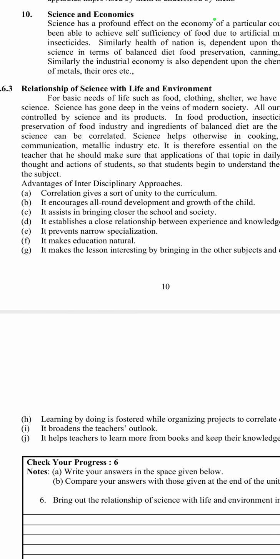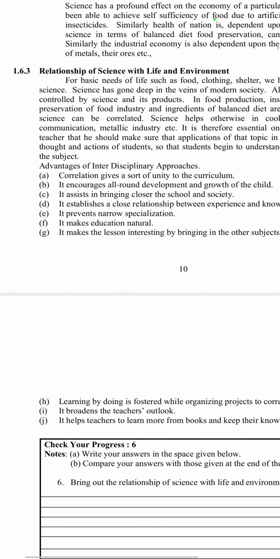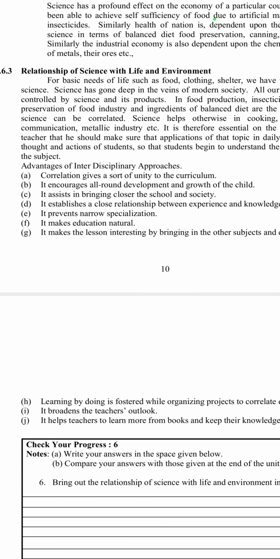So basically, if there is knowledge, of course that person is well experienced, meaning to say, sa experience yan nakukuha or sa experience niya nagbe-base ang kanyang nalalaman. So that is the definition of this statement. So it establishes a close relationship between experience and knowledge. So that is another advantage of the interdisciplinary approach.